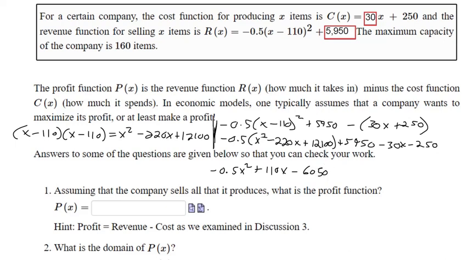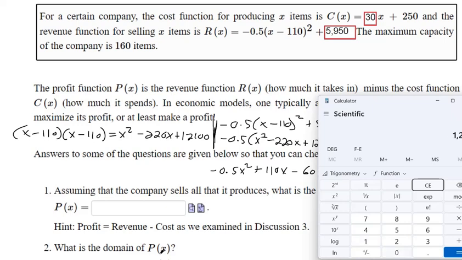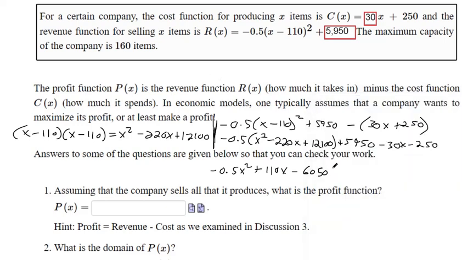And then this is minus 6,050. Let me double check that though. 12,100 times 0.5. Yep. And then still plus this 5950 minus 30x minus 250. Still more simplifying we can do. Let's combine all the x's, and I think we're about done.